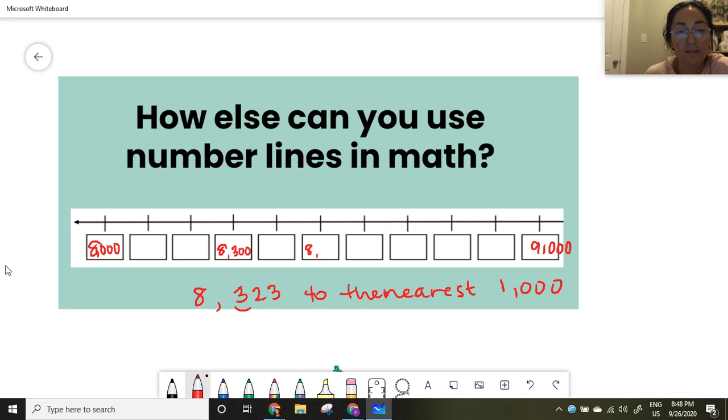8,400, 8,500. So here, where I have a 5 in the hundreds place is where I would round up to the next 1,000. However, since my number has a 3 in the hundreds place, that means it's going to be somewhere around here, which means that I'm going to round down to the lower 1,000. So 8,323 rounded to the nearest 1,000 is going to equal 8,000.